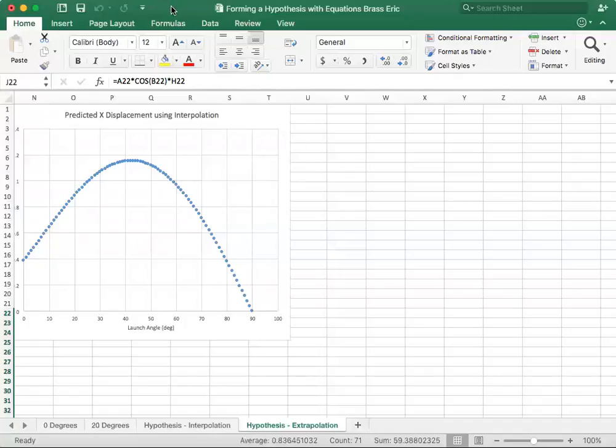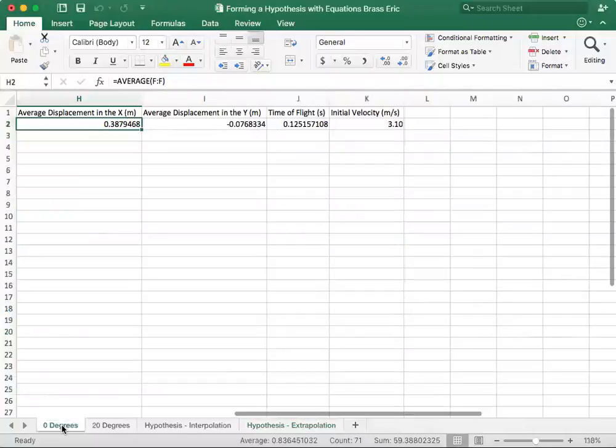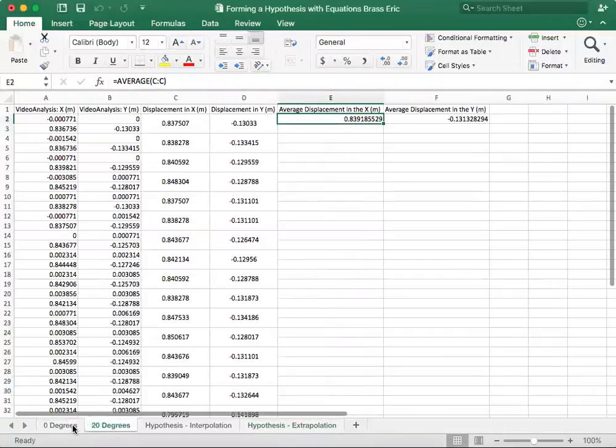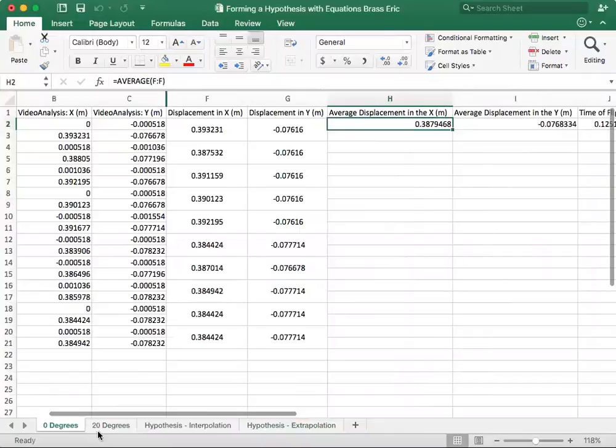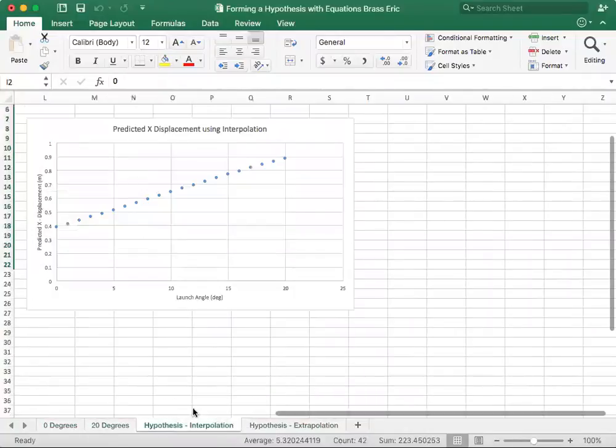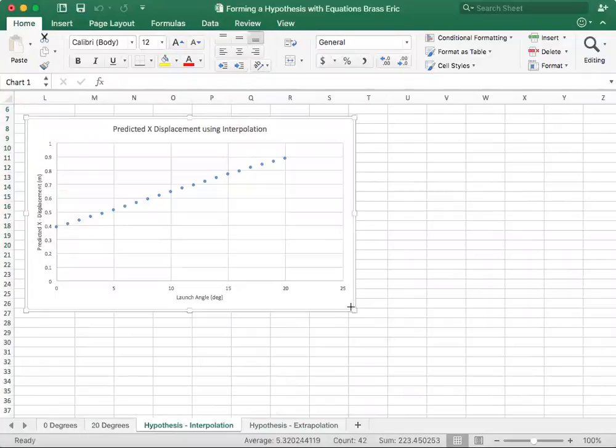And I am on the desktop now, and I'm thinking that you guys can see everything that I can see. So again, we have 0, 20, so 0 degrees, and I can just bring this over. That's our initial velocity, 20 degrees, hypothesis, interpolation. And so I can just make this bigger.